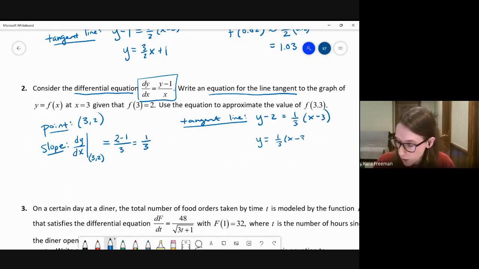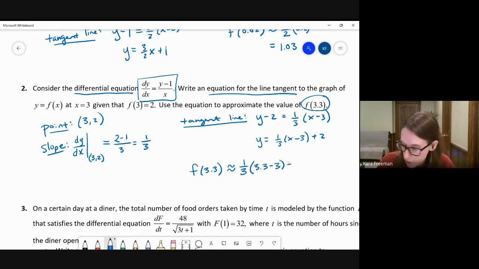So if you actually want to start writing your tangent lines like this, slope times x minus the x value plus the y value. Do not distribute the 1/3. Because now watch, my whole goal is to approximate the value of f of 3.3. Label everything that you do. There's a thing we say for the free response, no naked answers. Dress them. So f of 3.3 is approximately, now take my tangent line equation, and where I see x, just replace it with 3.3.